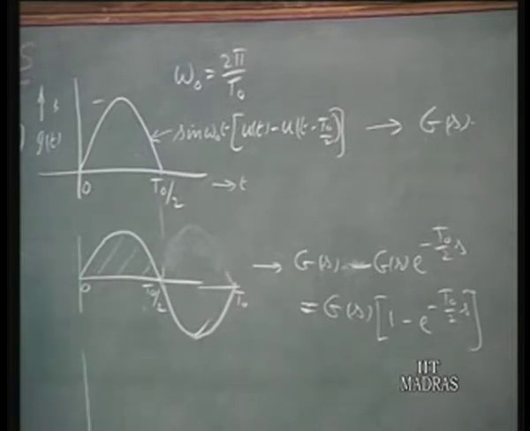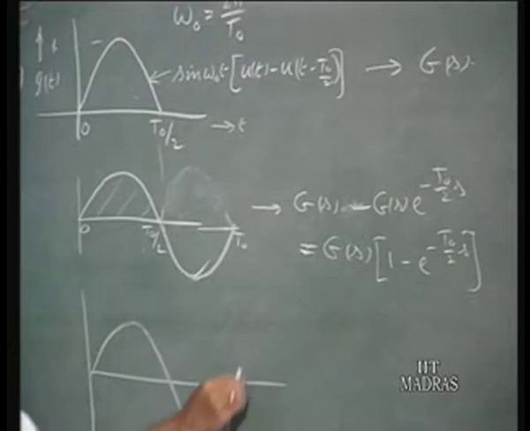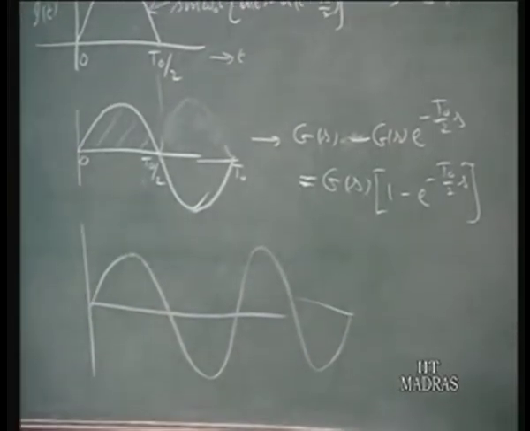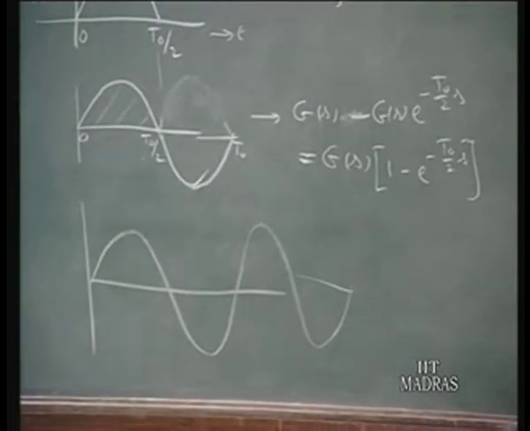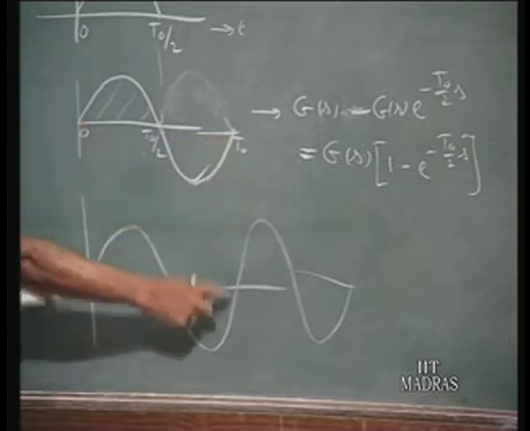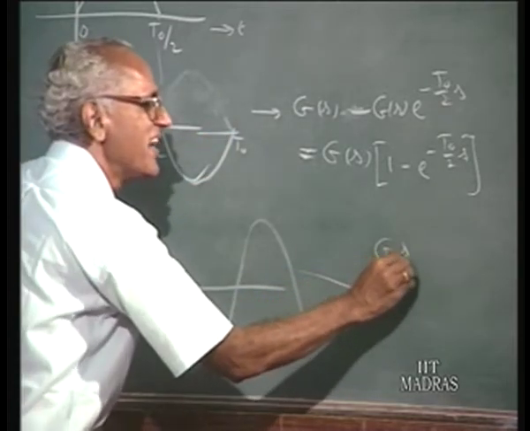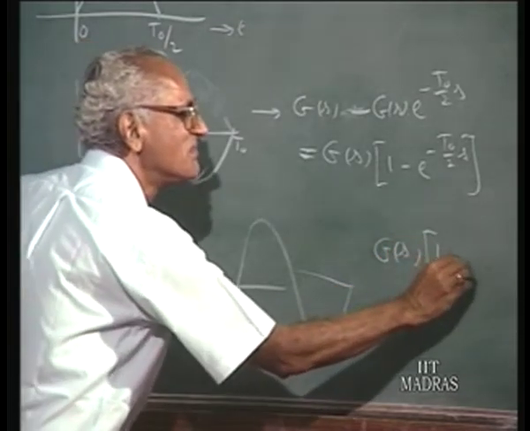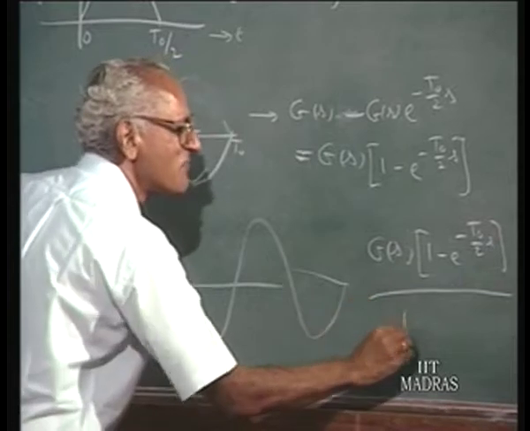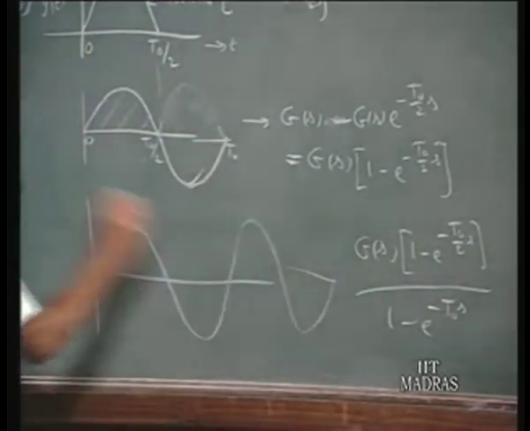Now suppose this sinusoid is repeated endlessly. So that is a complete sin omega naught t u(t) repeating endlessly. Since we know the Laplace transform of one period, you can find the Laplace transform of the entire periodic function by dividing this by 1 minus e to the power of minus t naught times s. This is the Laplace transform of this.